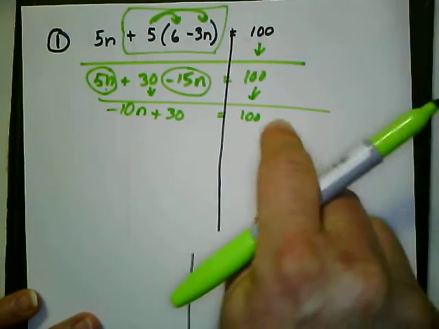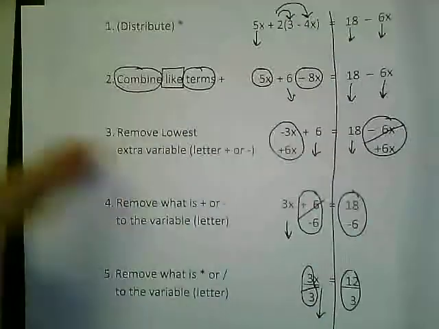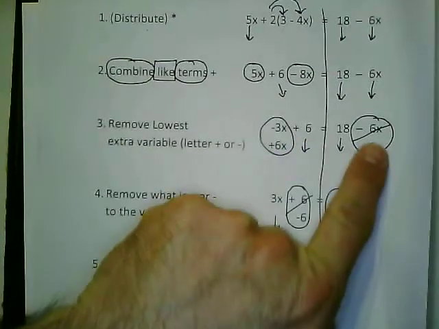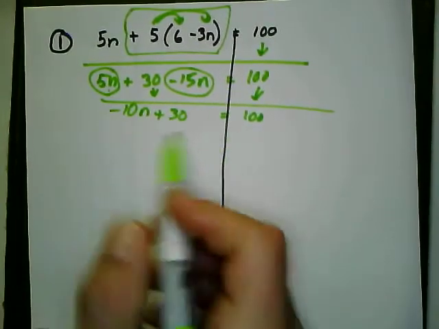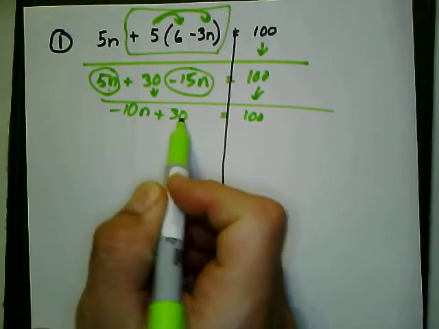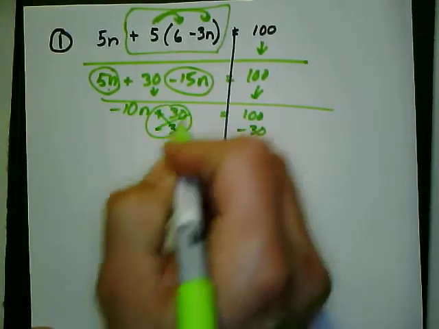We don't have that extra variable over here. That's that third step on your sheet. Don't get confused with that. That's step 3. We see how this has a 3x and a 6x. Well, we don't have that. So we just skip that step. But we do have this n plus 30. So we're going to subtract 30 from both sides of the equation.